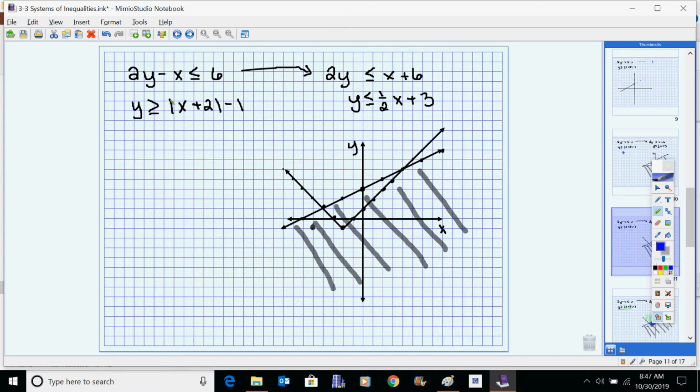And then greater than or equal to for this part would send it which way from the absolute value? Above or below? Above, right? If we did our 0, 0 test, 0 greater than 2 minus 1, but 0 greater than 1 is false, so it would have to be where 0, 0 is not, so that sends it up above.